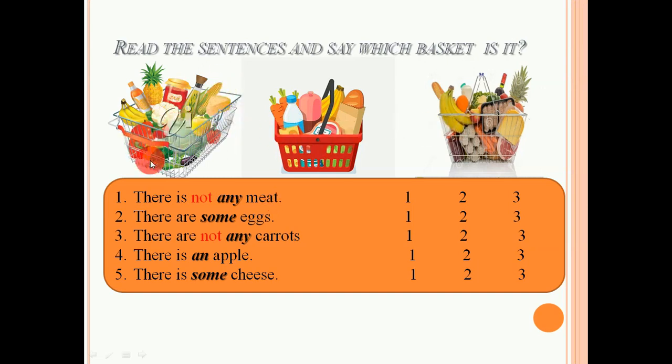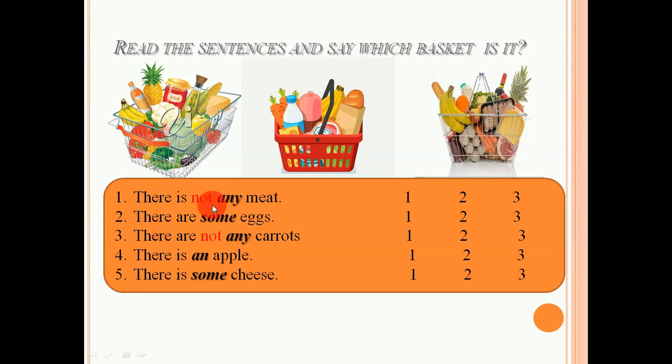Look at basket number 1, basket number 2, basket number 3. I can see some meat here. I can see some meat here. But I can't see any meat here. So it is basket number 1. In basket number 1 there is not any meat.